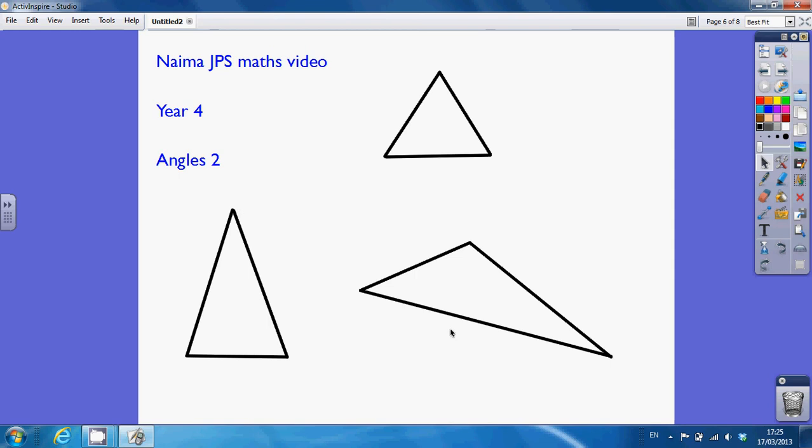It's a scalene triangle. So in a scalene triangle, none of the sides are the same length, and none of the angles are the same size. They're all different. Now you can have a right angle triangle. Okay, and a right angle triangle can either be an isosceles right angle triangle or a scalene right angle triangle. But obviously you can't have an equilateral right angle triangle. It just doesn't exist. Okay, so we're going to use our knowledge of triangles and of angles to help us in the next questions.